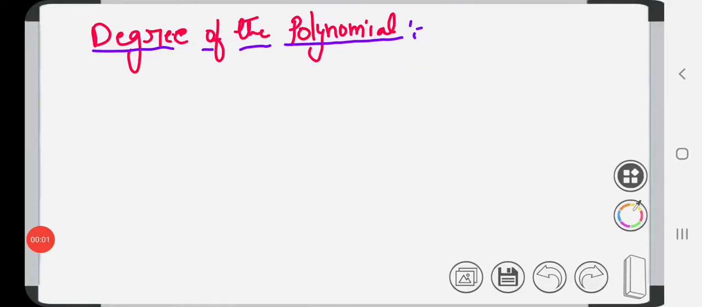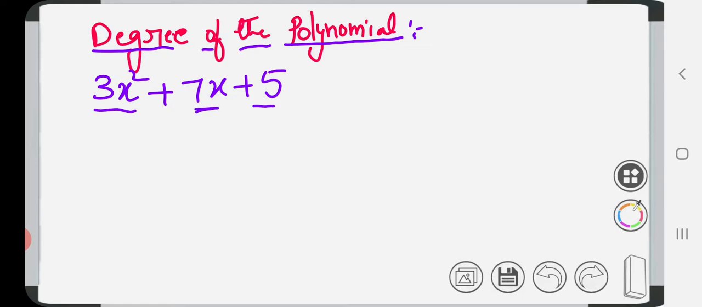Now we will discuss the degree of the polynomial. Consider the polynomial 3x square plus 7x plus 5. In this case, this polynomial has three terms. This is the first term, this is the second term, this is the third term. So, the first term is 3x square. In this case, we have to write the degree of the first term.